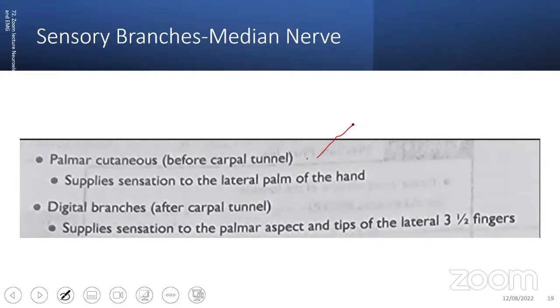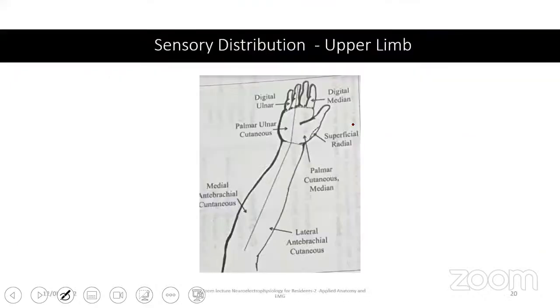If you are asked what is the correct place to test the sensation of the median nerve, you should say that it's the tip of the forefinger. The distal branches after the carpal tunnel supply sensation to the palmar aspect and tips of the lateral 3.5 fingers. So the index finger tip is the spot which you should test for the median nerve.